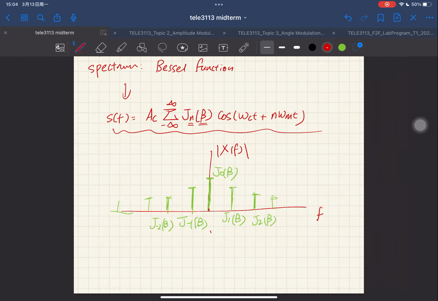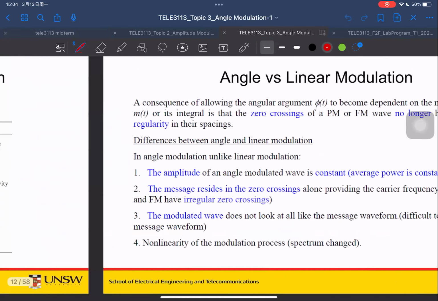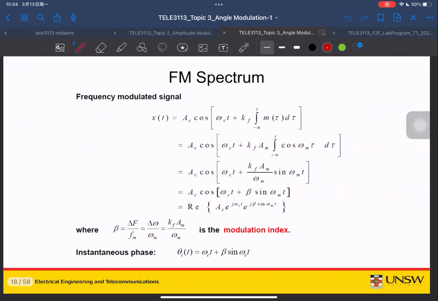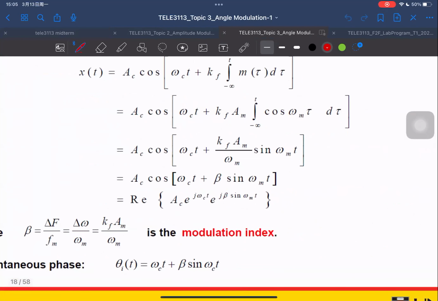Also, I think there's a formula for beta. Beta equals KF times AM over omega m. So if the question does not directly give you the beta value, look at those three constants: see if you have anything about KF, anything about AM, anything about omega m. Then you can deduce the beta value. I will go through a problem later on, so you will see how it looks.